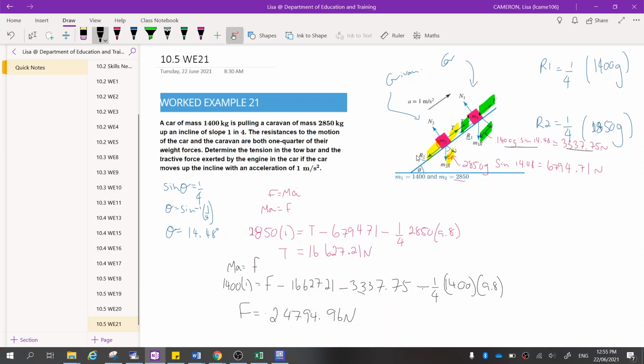Now, I don't even care about anything that's happening in the J direction, so I didn't have to resolve anything for that. Because it's moving up in this direction, I care about all of the things that are parallel to the acceleration vector. So down here, my mass is 2,850, my acceleration is 1, and it's equal to the tension here, which is moving in the positive direction, so that's positive, minus the resistance force, minus this force down here. Now, instead of having this, you could have this instead. It won't make any difference at all. It's the same thing.